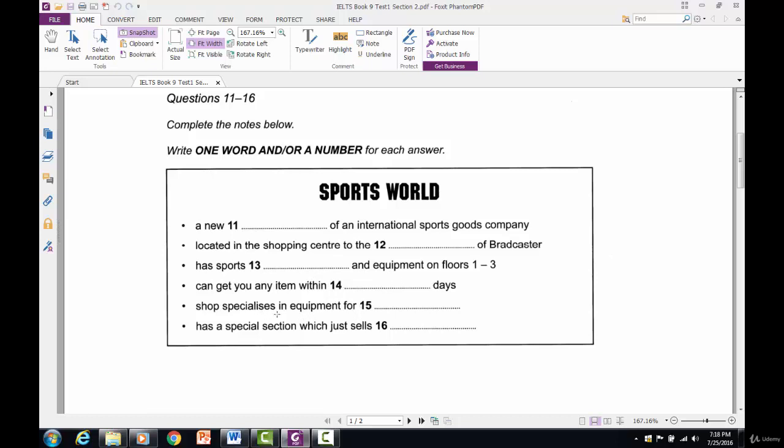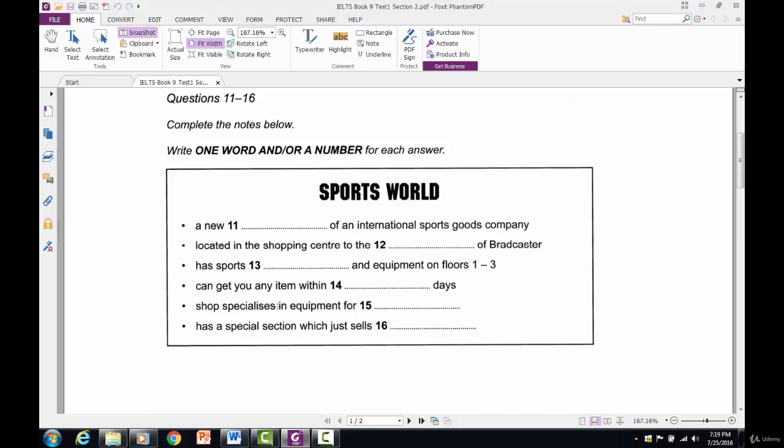Number 14 is going to be a number because of the word days. For 15, it says shop specializes in equipment for. Our key word is specialize. Specialize in equipment for what? Keep in mind, a lot of times for the language that's before the blank line, they're going to use synonyms for that language, because if a student understands synonyms, they'll know when the answer is being said. If you don't understand synonyms, then you won't be clear in terms of understanding when the answer is being said.